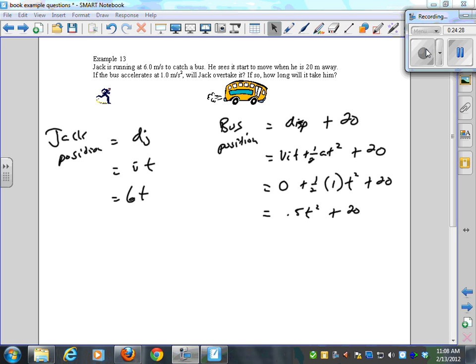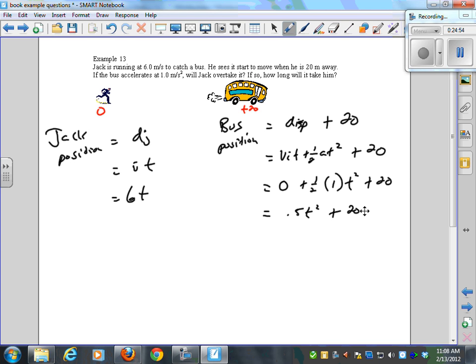Jack's position is equal to his displacement, which is v bar times t, or 6t. The bus position is equal to its displacement plus 20, because it's starting at a plus 20, right? Jack is here at 0. The bus is at plus 20. So I go, yeah, vi, the bus's initial velocity is 0, so that's 0. I got 1/2 of 1 t squared plus 20, or 0.5 t squared plus 20.